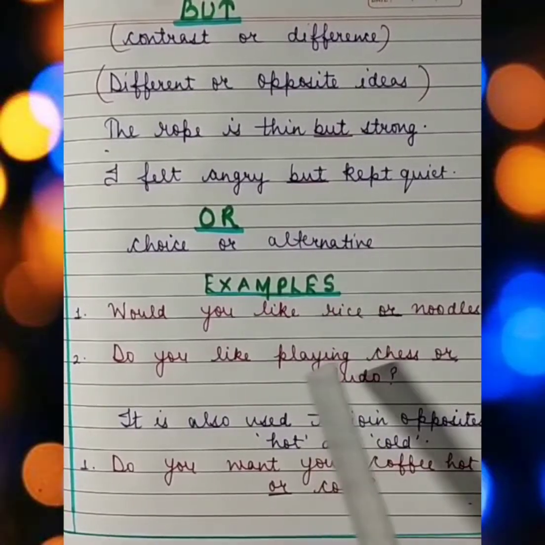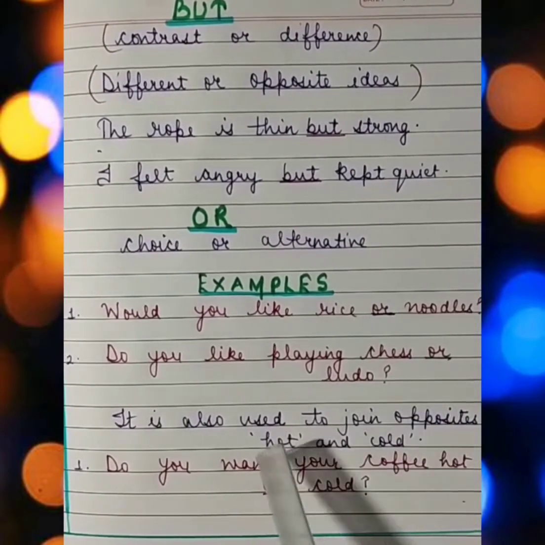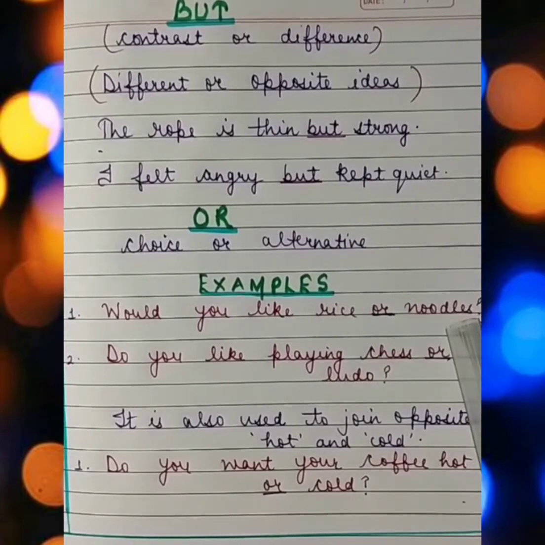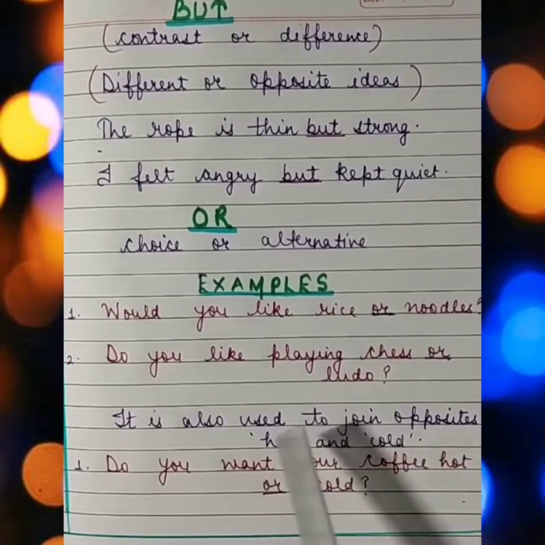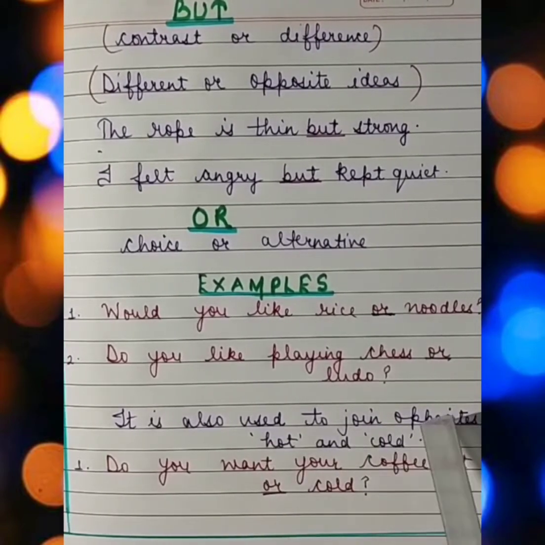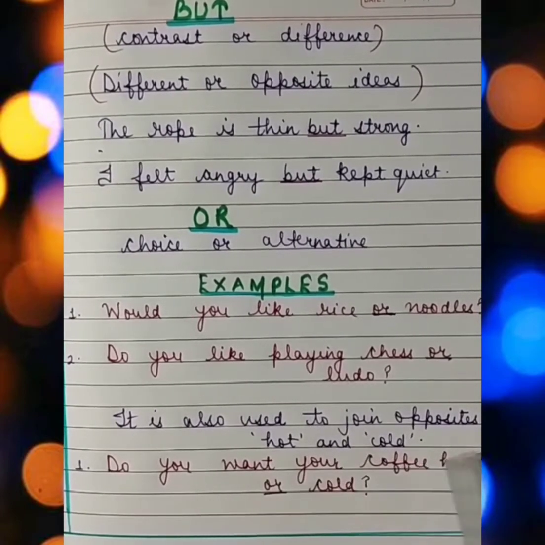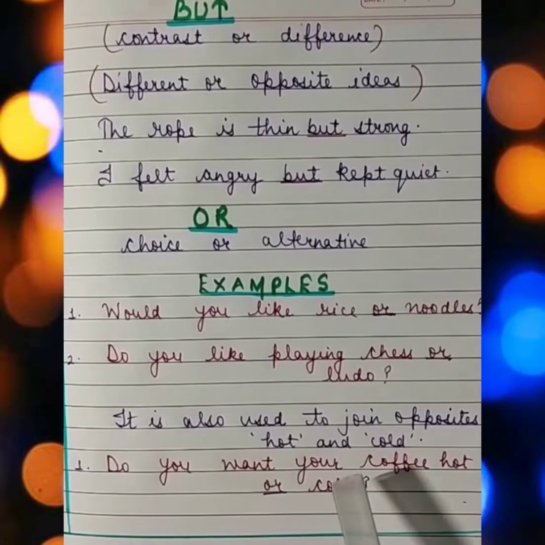Or is also used to join opposites, that is hot and cold. Here these words are not opposites. Rice or noodles, we are giving choice, but here these are opposites, hot and cold. So do you want your coffee hot or cold? So these are opposite ideas.